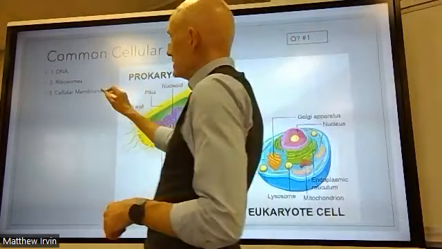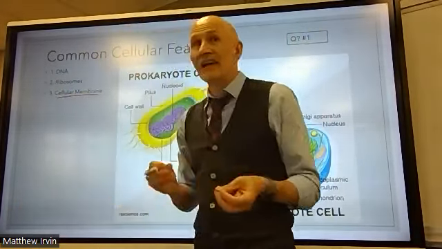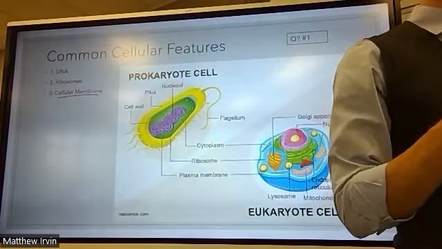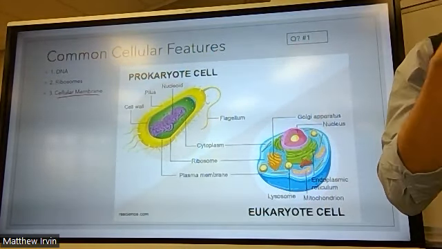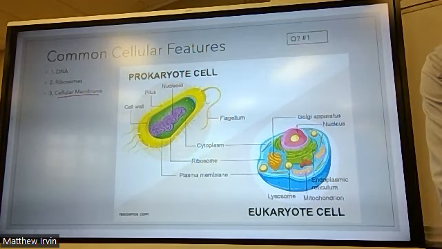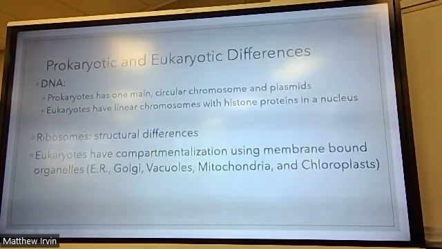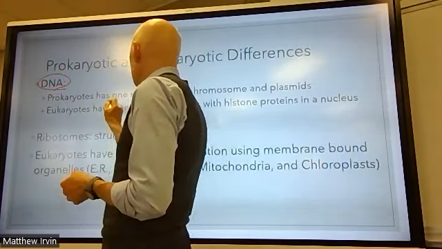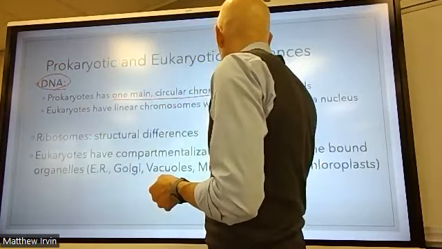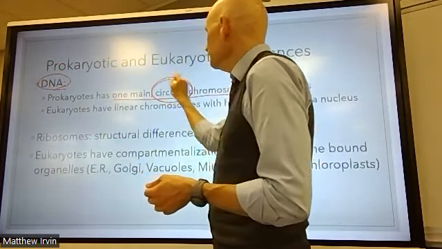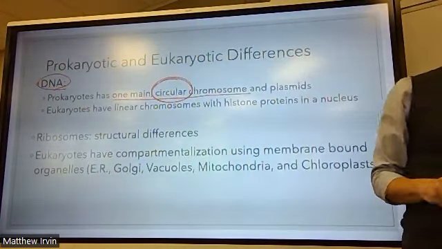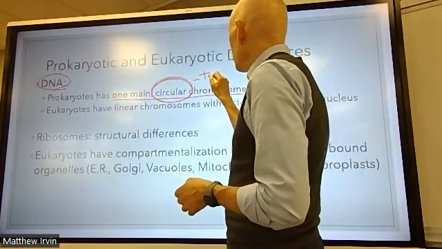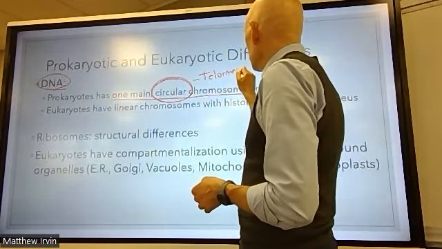And the actual cell membranes, even though they both have them, are chemically slightly different. We're not going to talk about what those differences are. Just know that they are slightly different in their cell membrane construction. Also going to be important for our endosymbiotic theory. Now, important differences with our DNA in prokaryotes: prokaryotes have one main chromosome that is circular. That is important because then they do not need telomeres.